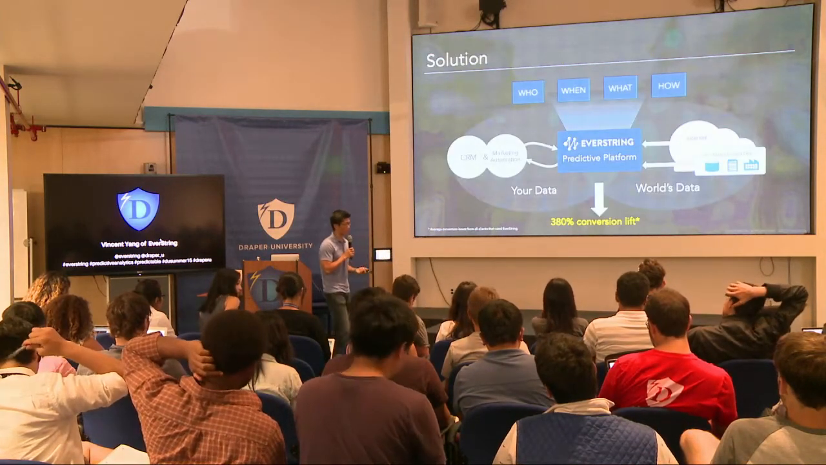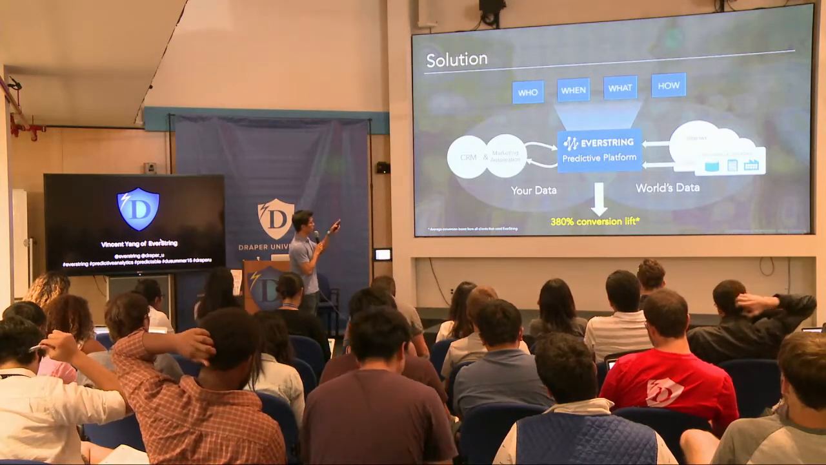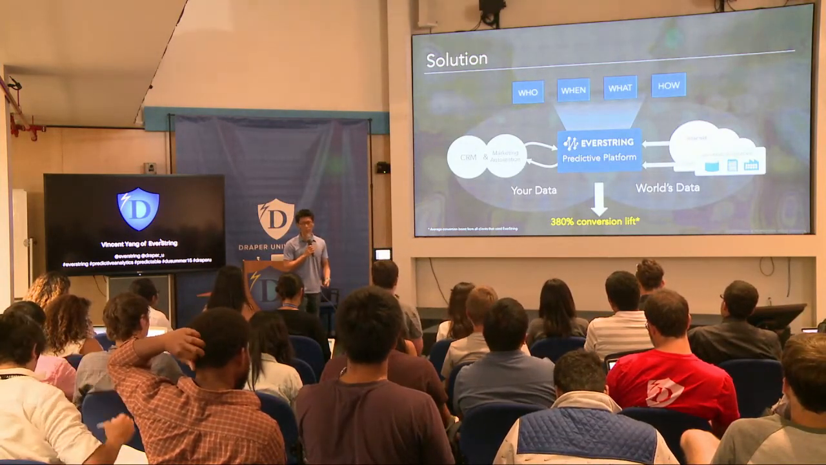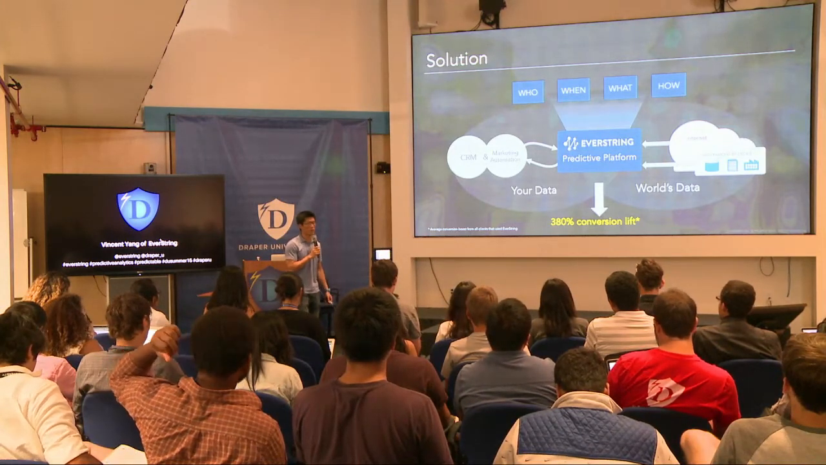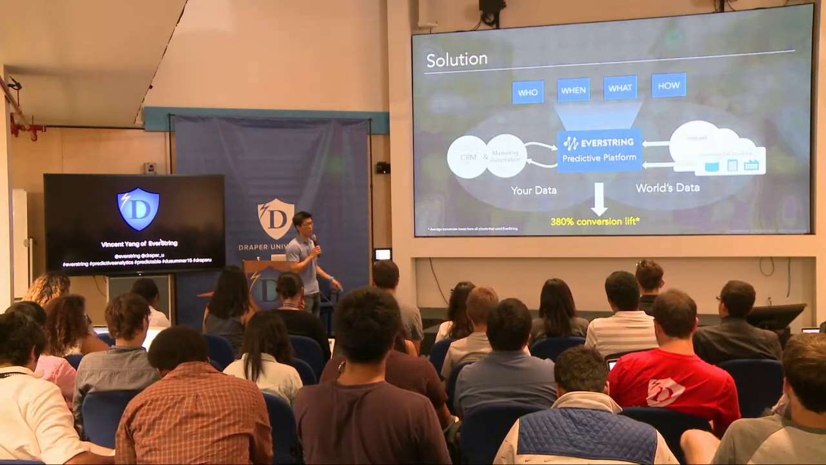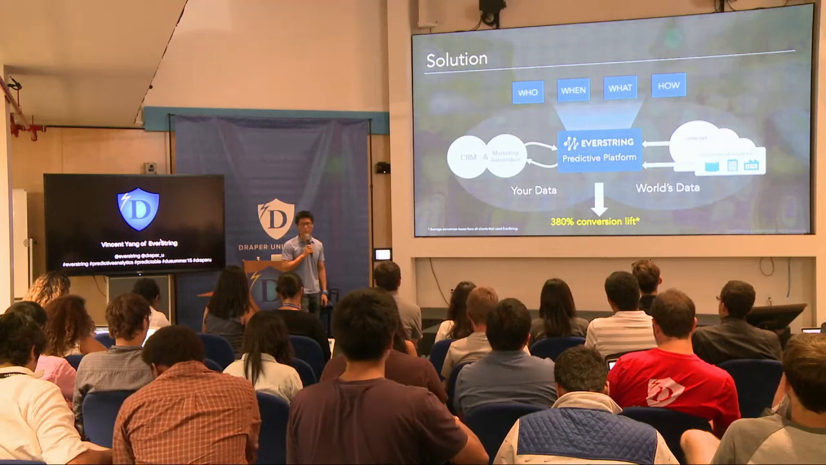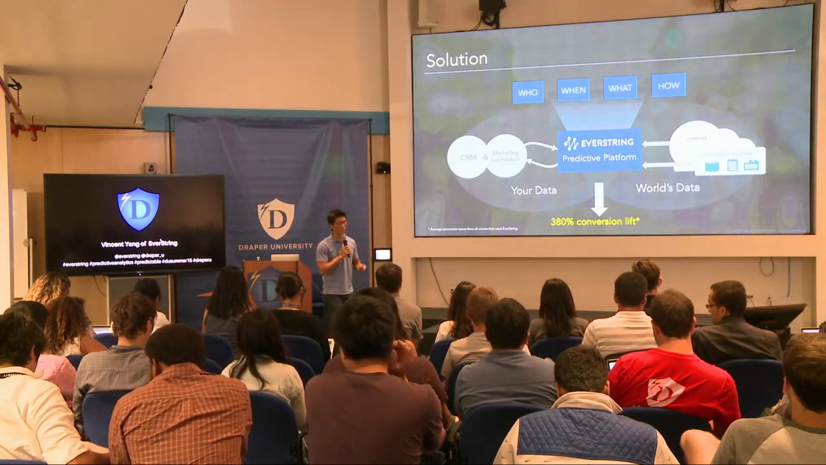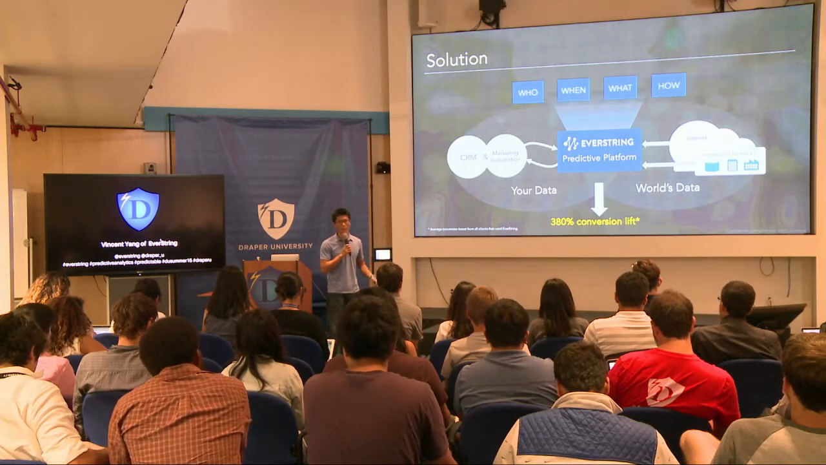So this is our first application. It's the EverString predictive platform. We do one thing, which is predict who's the next customer. The way we do it is, on one side, we link to our client's CRM, marketing automation, and email tools, etc. On the other side, because we're only analyzing their CRM, there's nothing we can learn about the outside world.